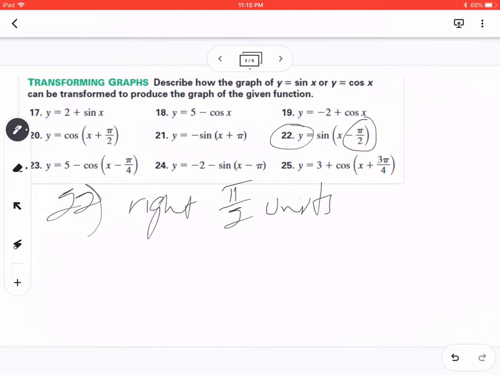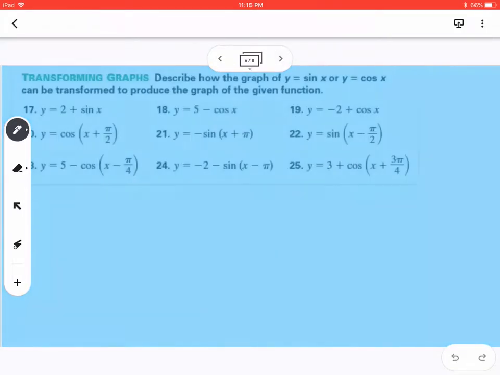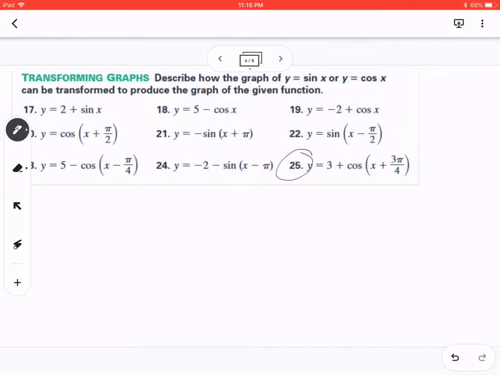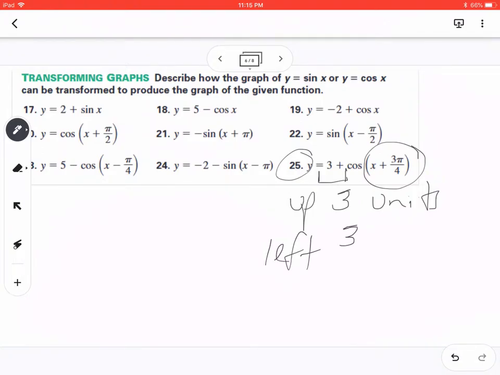And then if we look at number 25, the 3 outside is positive, and since it's outside of parentheses, that means that we're going up 3 units. Inside the parentheses, we have x plus 3 pi over 4 radians. We're adding on a value, so we're moving to the left. And that's happening 3 pi over 4 units. So there are both a vertical and a horizontal shift here.